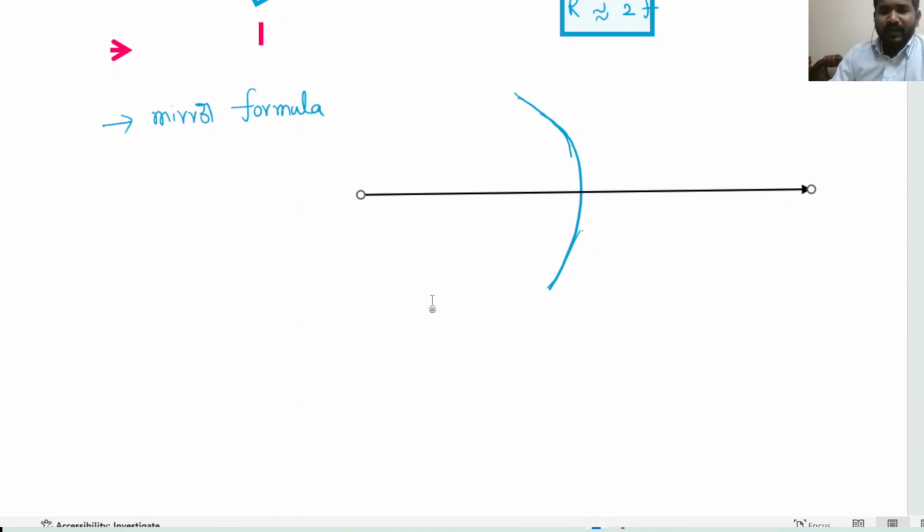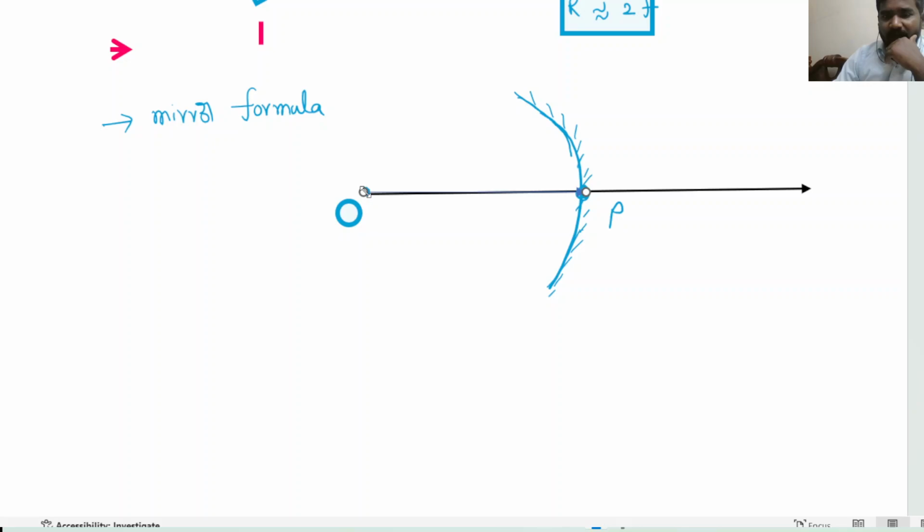Next, the mirror formula. Let us take this as your mirror, and consider this as the pole of the mirror, taken as P. Over here we take one object, let us consider it as object O. And from the object we need to take two different types of light rays. One is along the principal axis, like this.